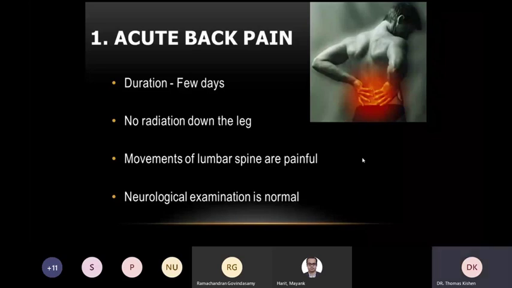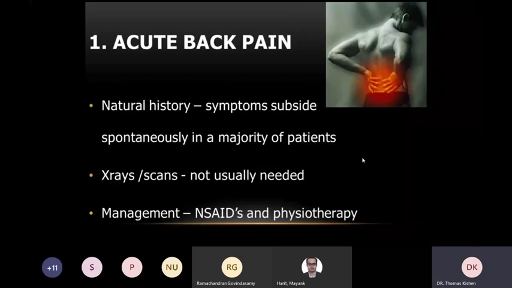So this is acute low back pain, and fortunately it has a very favorable natural history. The symptoms subside spontaneously in a majority of patients. And in these patients, X-rays and scans are not usually needed. The pain normally settles down very well with a course of non-steroidal anti-inflammatories and maybe some physiotherapy. Exactly what physiotherapy we prescribe, we will get to later.